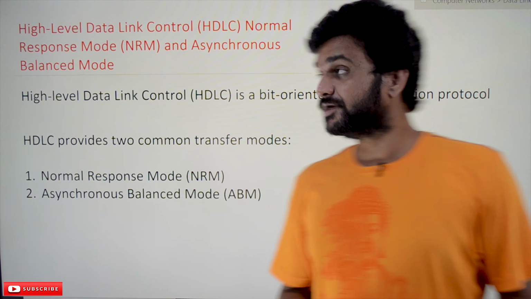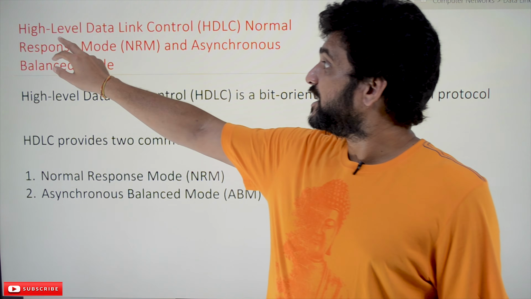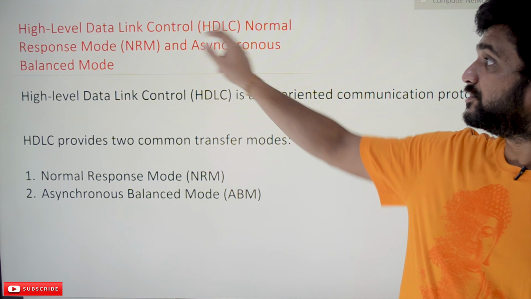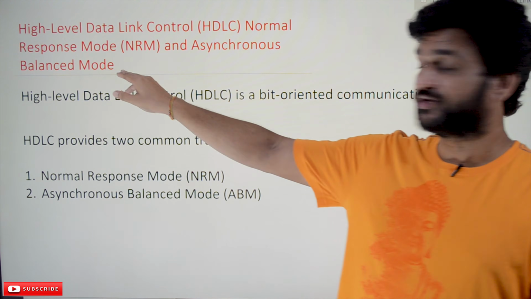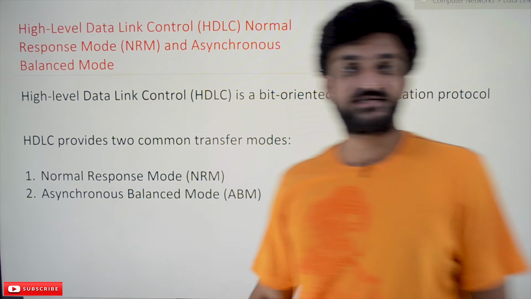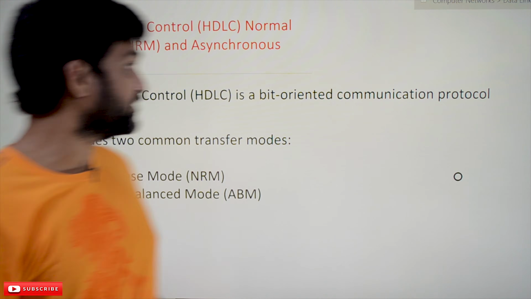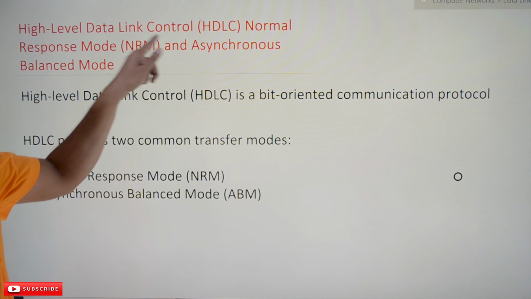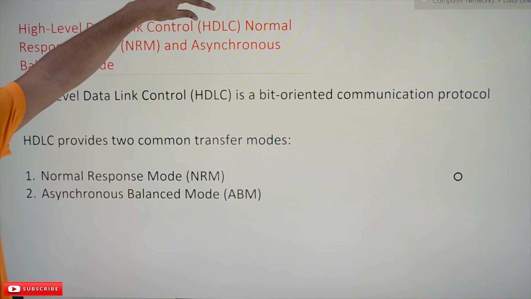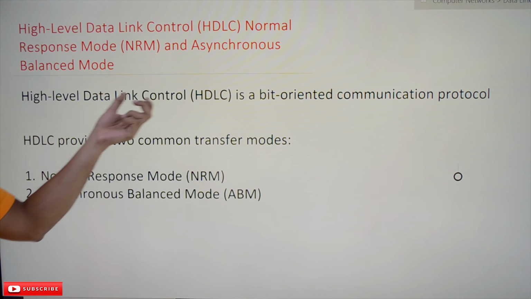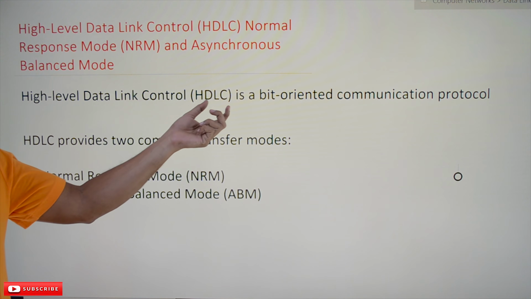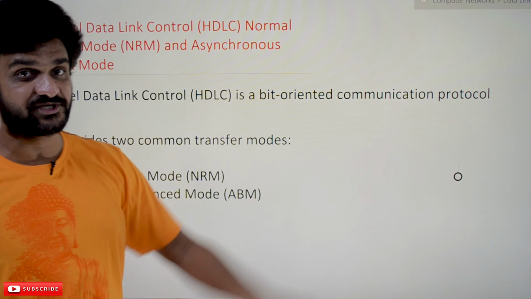I am Vikram. In this class, we'll try to understand high-level data link control, normal response mode, and asynchronous balance mode. So these concepts we'll try to understand in this class. The first one is high-level data link control, HDLC. In short, we call it HDLC. So what is this HDLC? High-level data link control, HDLC, is a bit-oriented communication protocol.